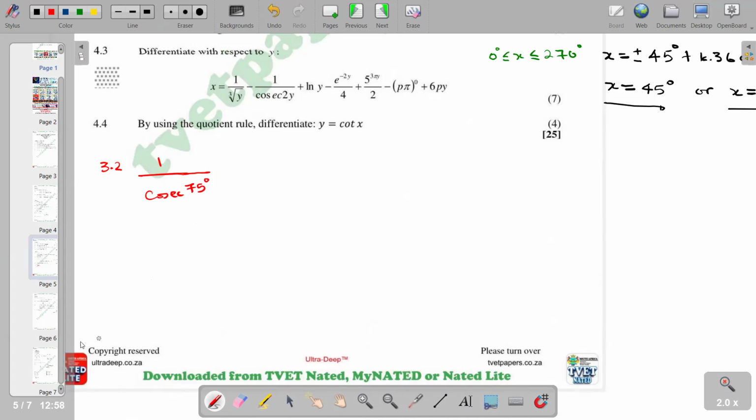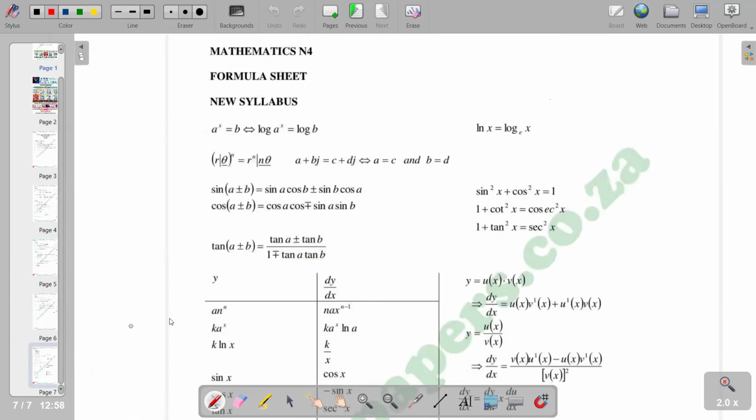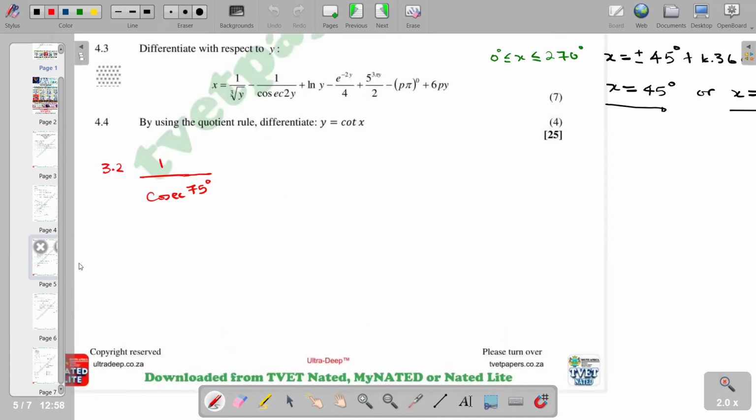But we know that, checking on our formula sheet, we do not have the formulas which are talking of cosec there. But you have to know that cosec theta means 1 over sine theta.